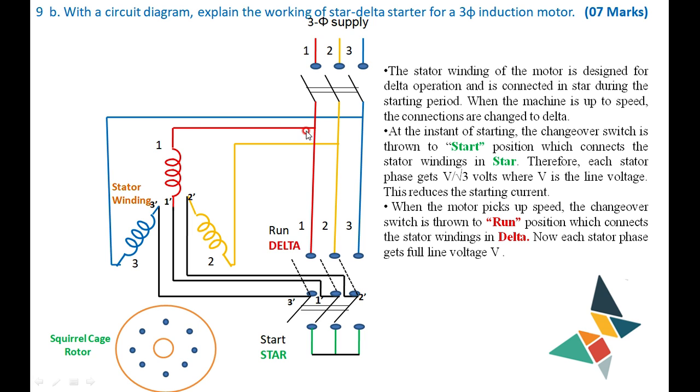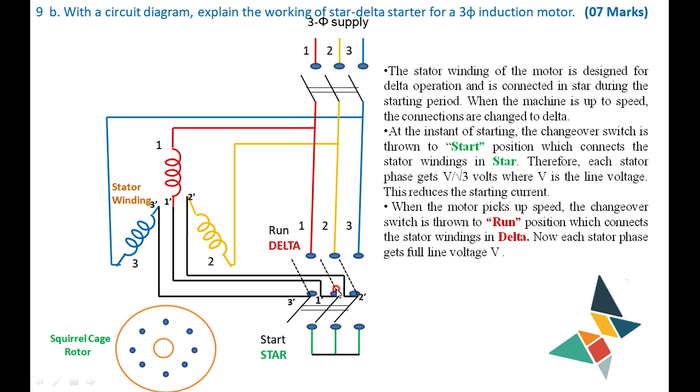1 to 3 dash, 1 to 3 dash. Then 3 dash, 3 is connected to 2 dash. You can see here, this 3 is connected to here 2 dash. It is connected to 2 dash. 2 dash is connected to 2. In turn, 2 is connected to 1 dash.